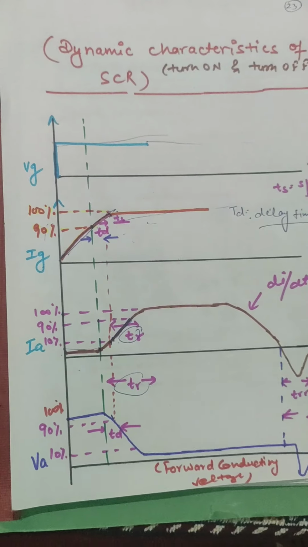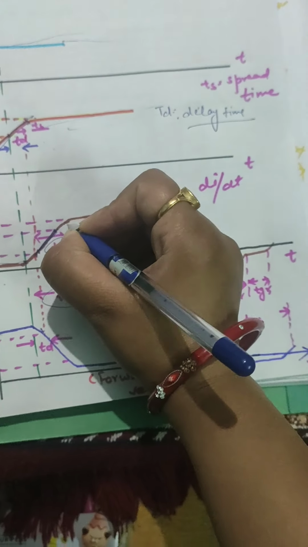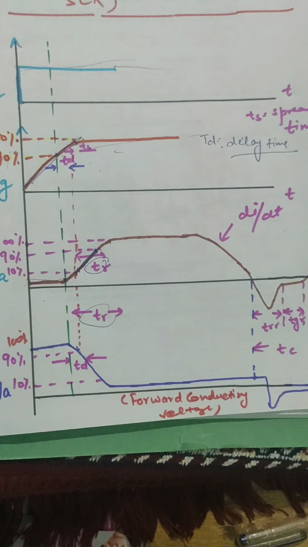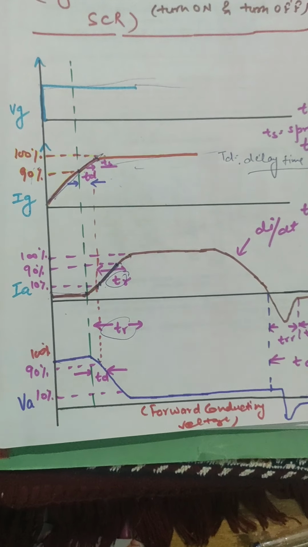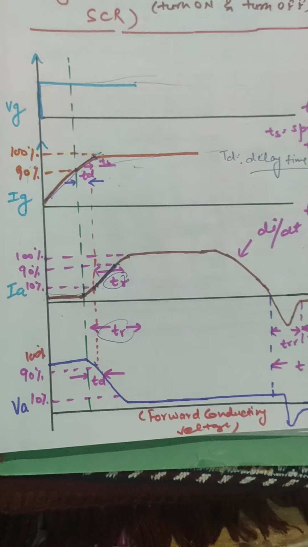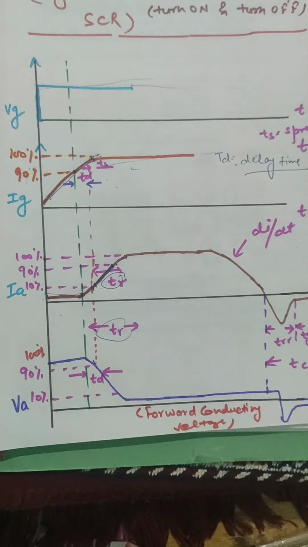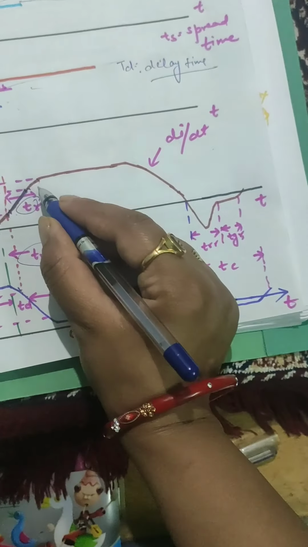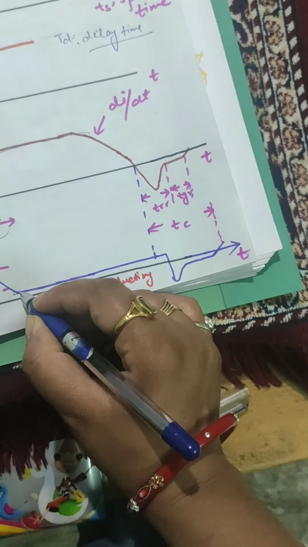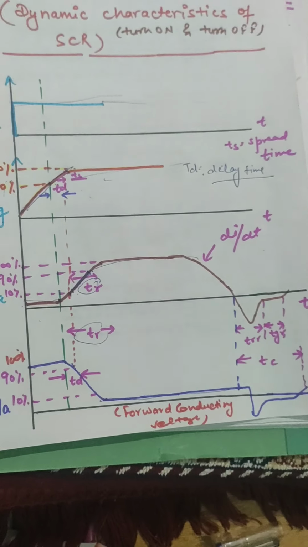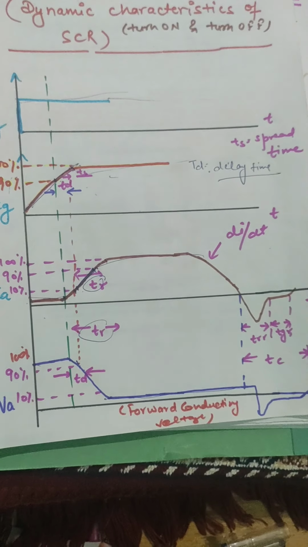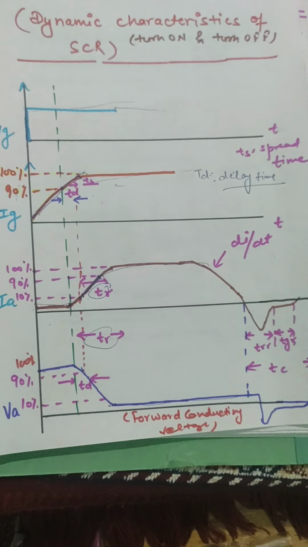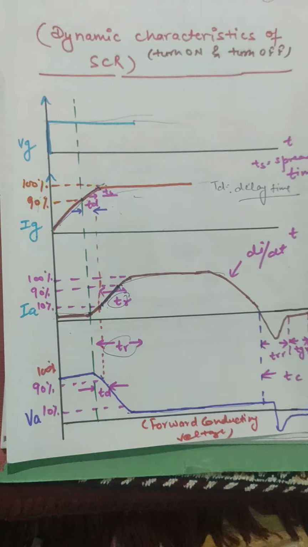After that, when anode current reaches 90 to 100%, and anode voltage reaches 10% to forward conducting voltage, or we can say leakage voltage, like forward conducting voltage, this is called spread time. Okay? This is called spread time. So this is the turn on characteristics of SCR.